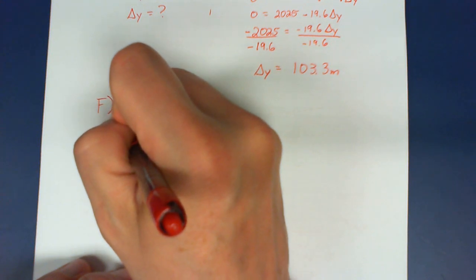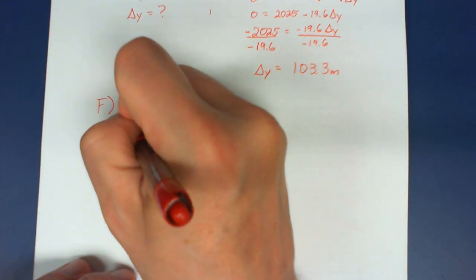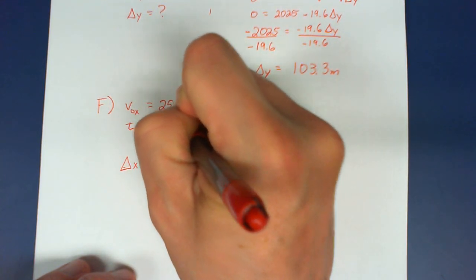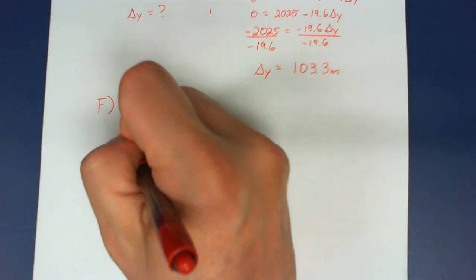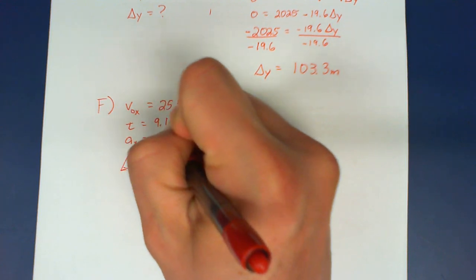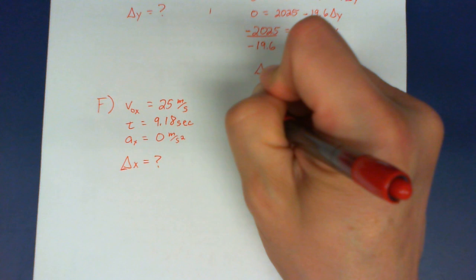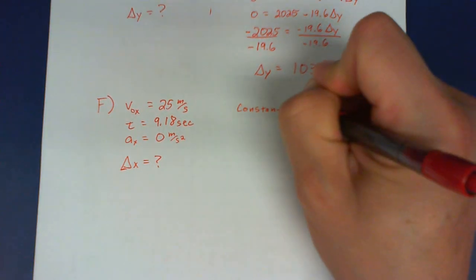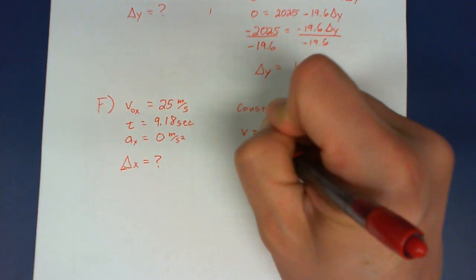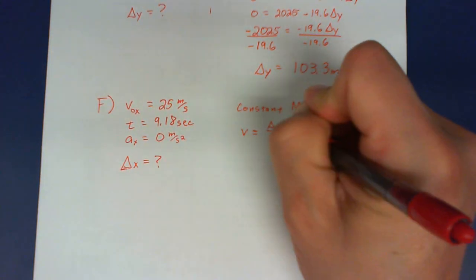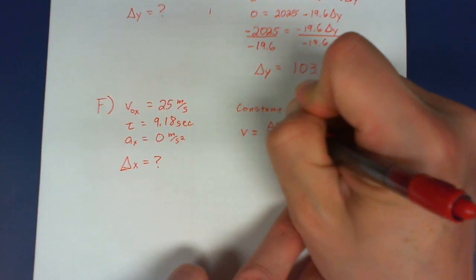The displacement is what we're looking for. So that's our question mark. The time is 9.18 seconds. So the interesting thing about this is we also know that there's no acceleration in the x direction. So 0 meters per second squared, which means we can use constant motion, the constant motion equation. Constant motion. All right, constant motion is velocity equals displacement over time. Now, what if you use the accelerated motion equation? Well, what you're going to find is actually you'll get the same equation.